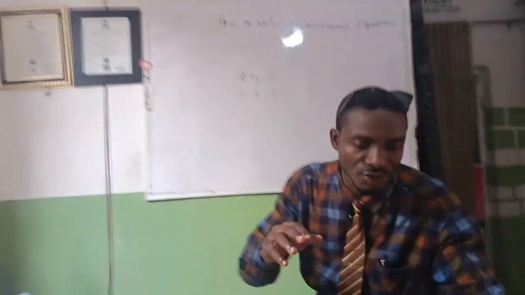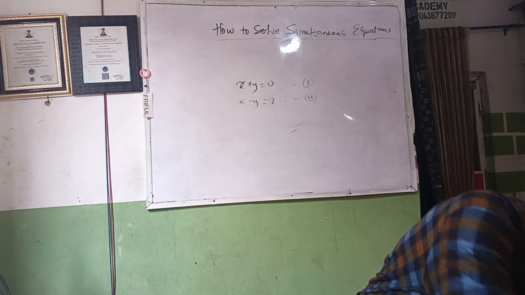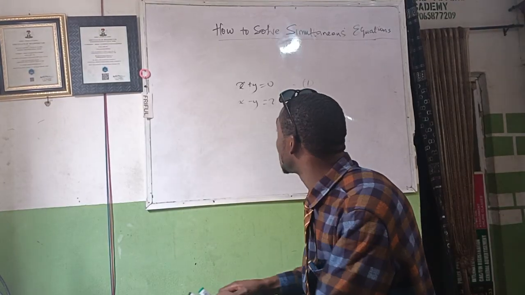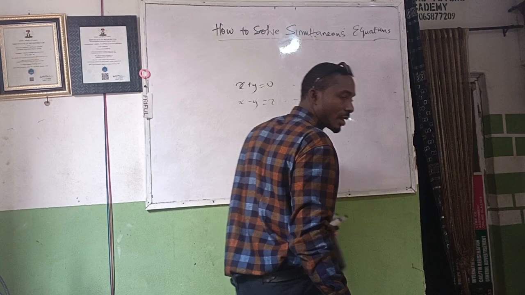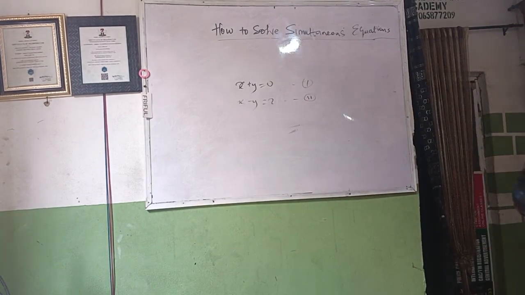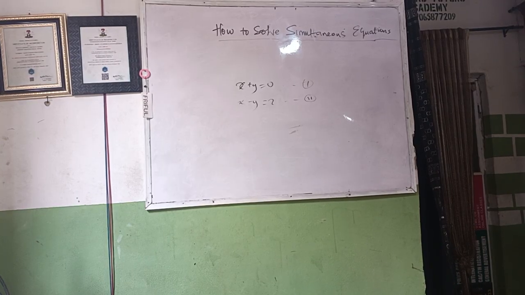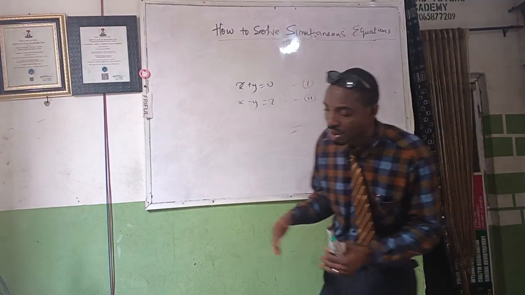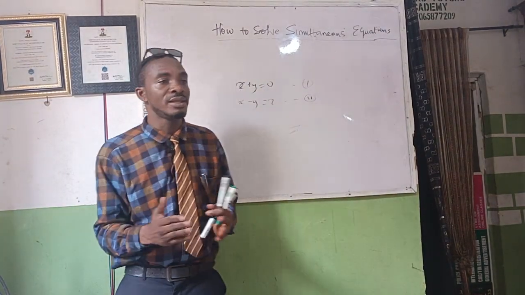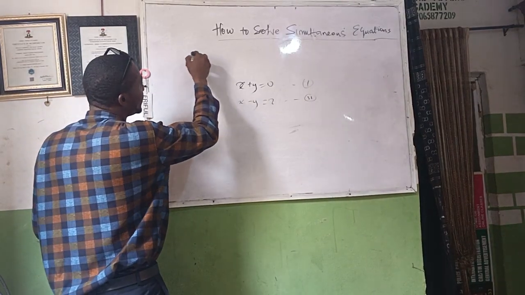We have methods of solving simultaneous equation, and those methods are 3. We have elimination method, we have substitution method, at the same time we have graphical method. So these are the 3 methods. So when we talk about how to solve simultaneous equation, I started with methods of solving simultaneous equation. As I have said, we have what? Elimination method.